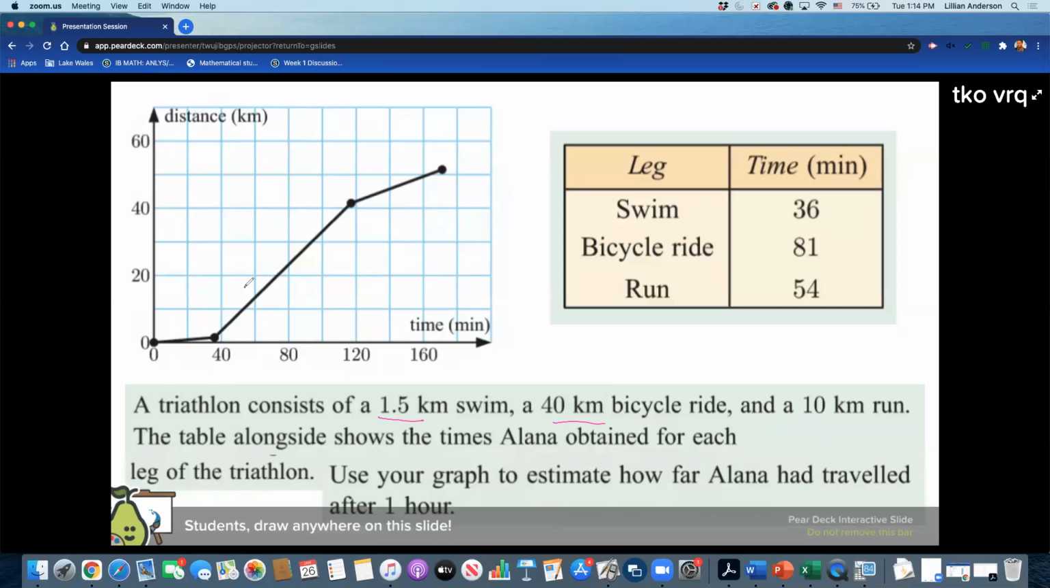Go to 60 minutes. So I go to 60 minutes because 1 hour is 60 minutes and my units are in minutes. I go up and then to the side, exactly. Now, of course, it's an approximation because it didn't fall on an actual line. But looking at our scale, what would be this right here? If you give an approximation, that should be somewhere between 10 and 20, maybe like 15. So about 15 kilometers. Very good. So y'all know how to read a piecewise function.